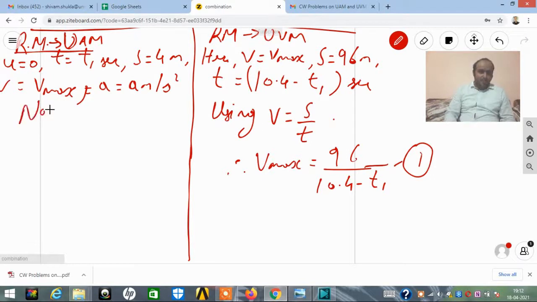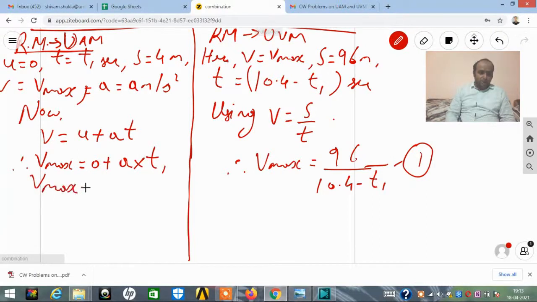Now, which equation should I apply first? Since V and T are there and U is 0, first I will apply V is equal to U plus AT. Let me see what I get. V is equal to Vmax, U is equal to 0, plus A into T1 seconds. So friends, Vmax is equal to A into T1, in terms of meter per second. This is equation number 2.